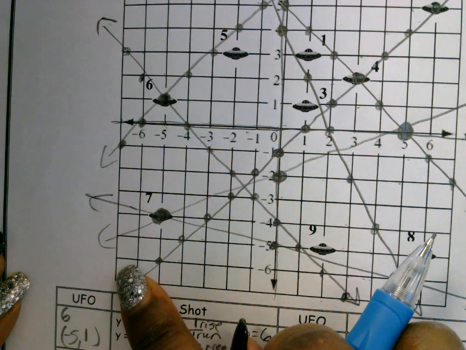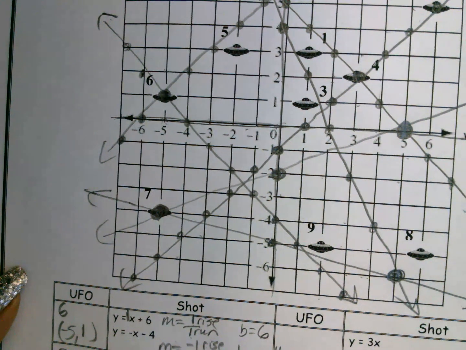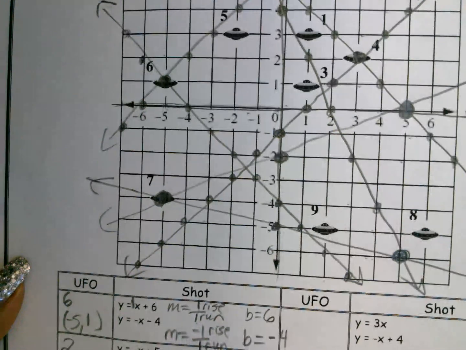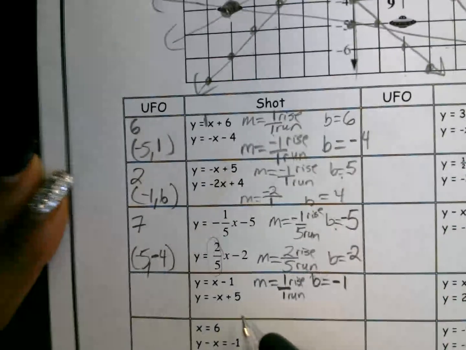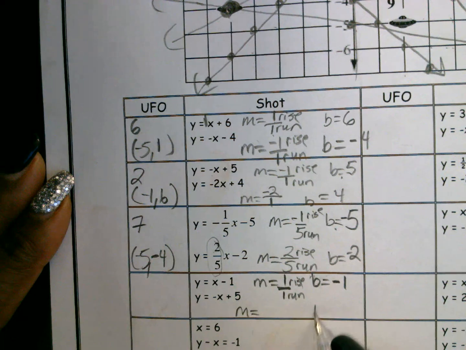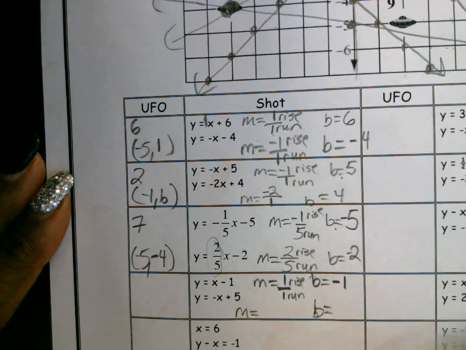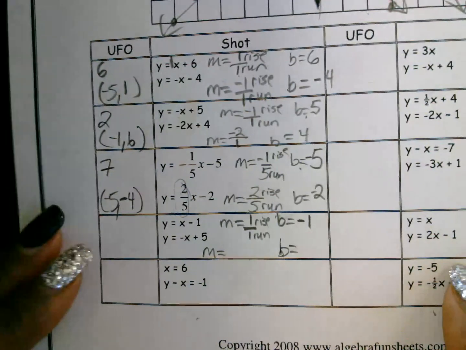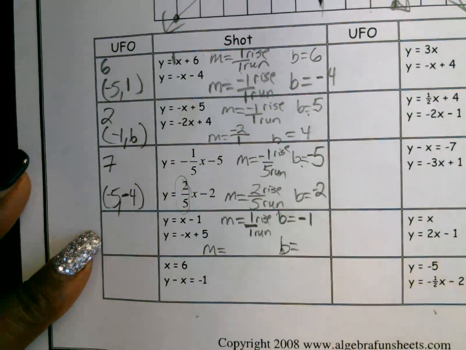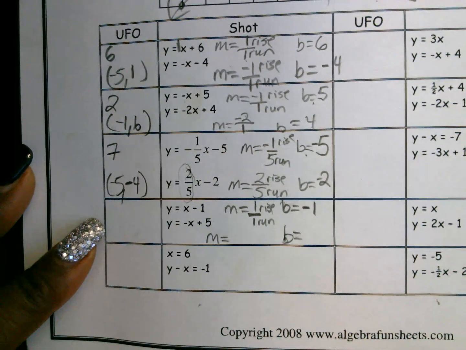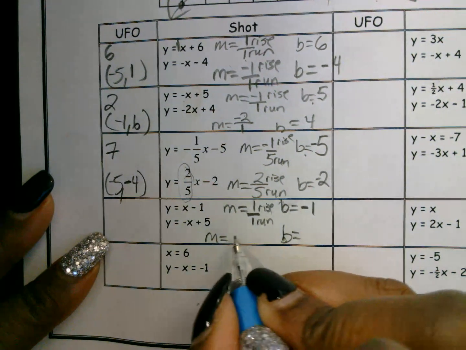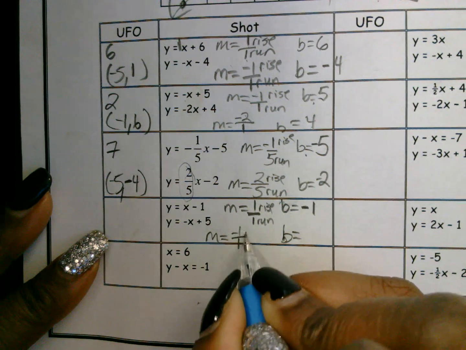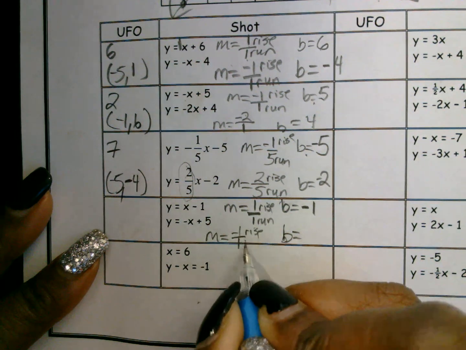Anthony, you okay with it? Yeah. Good job. You ready for the second one? Yeah. So what's your M and your B for the second equation? Let me know when you have it. M equals negative 1 over 1. Mm-hmm. And B equals 5. Very good.